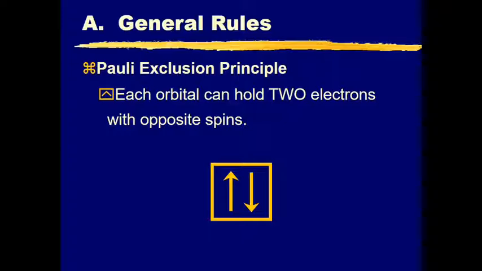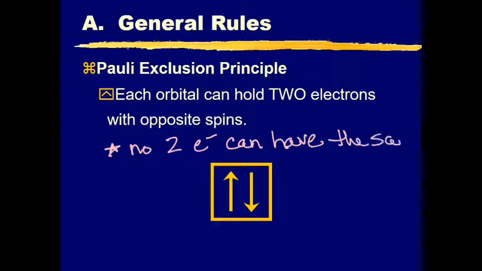The first one is the Pauli exclusion principle. There are two parts to its definition. It says each orbital can hold two electrons, at most two electrons, and they must have opposite spin. The other part to the Pauli exclusion principle is that no two electrons can have the same four quantum numbers.